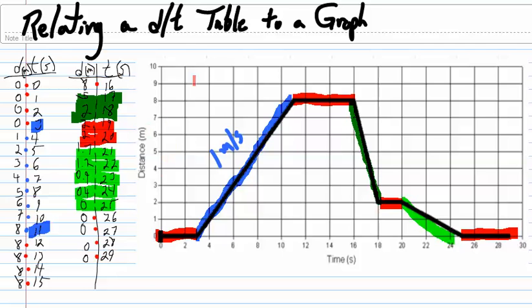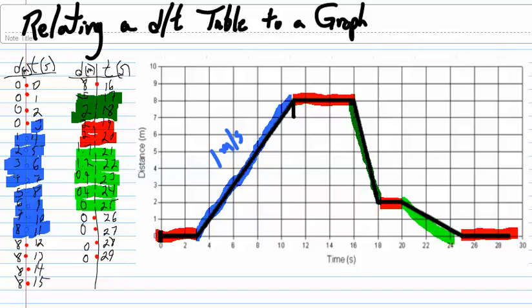Now let's go back to this 1 meter per second. I figured that out just by looking at these numbers here. Every time we went up 1 second, we went 1 meter. Well, that's 1 meter per second. Sometimes it's not that easy, so let me show you this. What I'm going to do is take this chunk of line right here and turn it into a triangle.